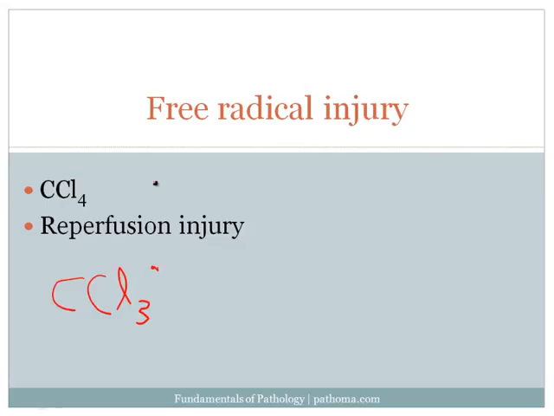I'm going to take you a step back, or one slide back, and now finally end off this discussion with another example of free radical injury, which is called reperfusion injury. The idea behind reperfusion injury is that when you cut the blood supply to, let's say, the heart, the coronary artery gets occluded. There's a myocardial infarction, and the tissue begins to die.